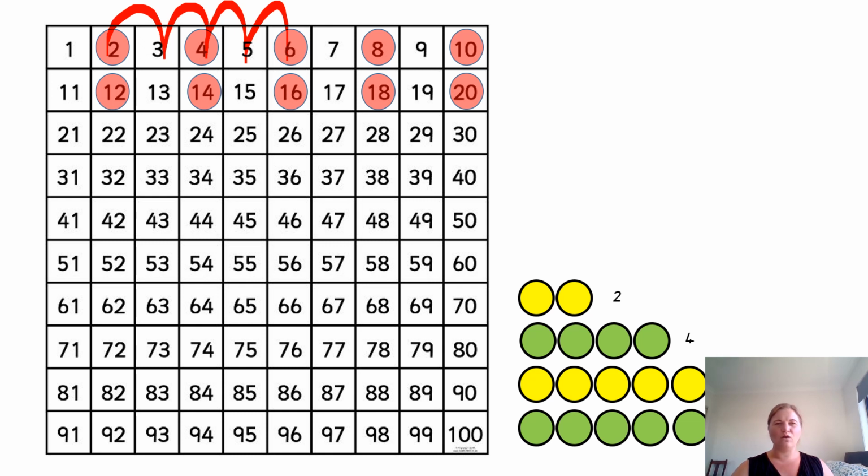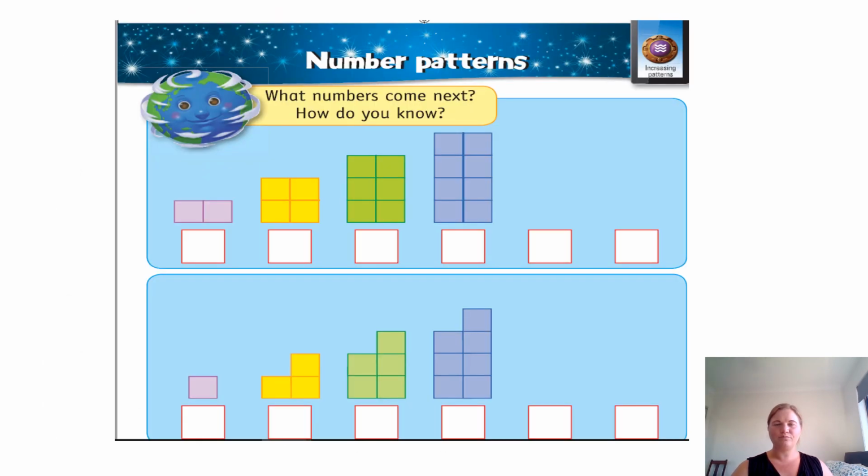It goes 1, 2 highlighted, 3, 4 highlighted, 5, 6 highlighted. We are highlighting every second number. All of these numbers end in a 2, a 4, a 6, an 8, or a 0. All of these numbers are even numbers. Today you're going to be doing a little activity where you're having a look at some growing patterns.